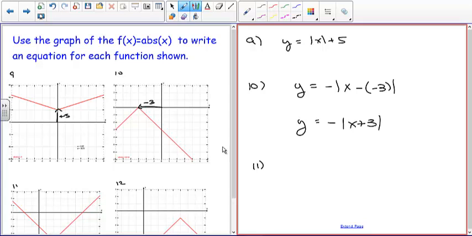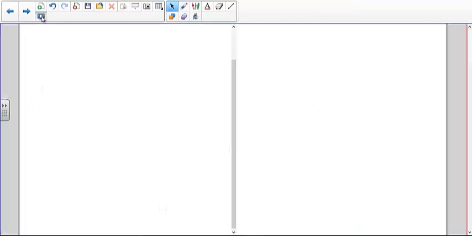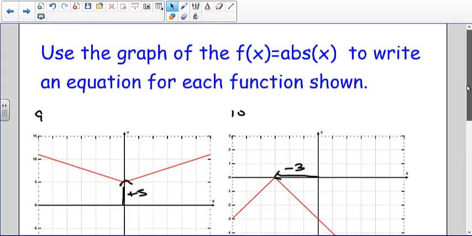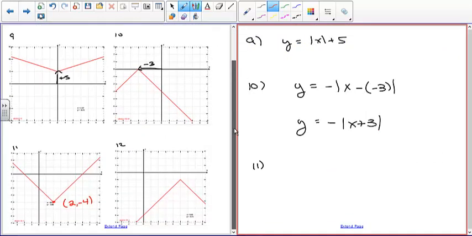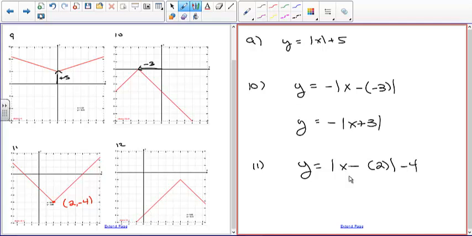Okay, 11. Let's look at that one in a little more detail, closer up. So let's see what our scale says. So this point, which is going to be 2, negative 4, is pointing upward. So that means it's going to be our standard looking absolute value. So you don't need a negative sign up front. The x displacement is 2, and the y displacement is negative 4. So we get the absolute value of x minus 2, minus 4.